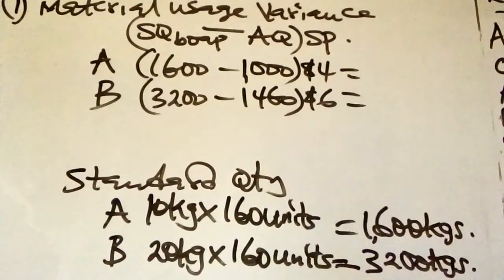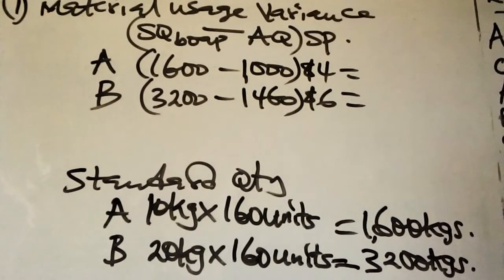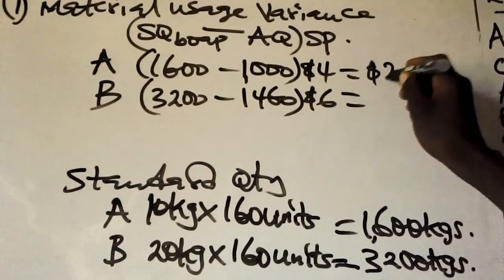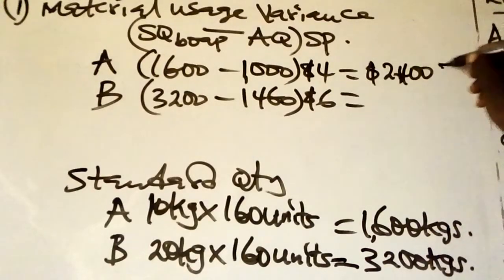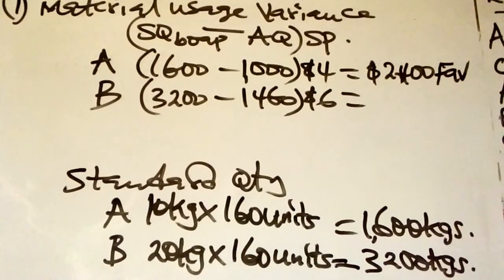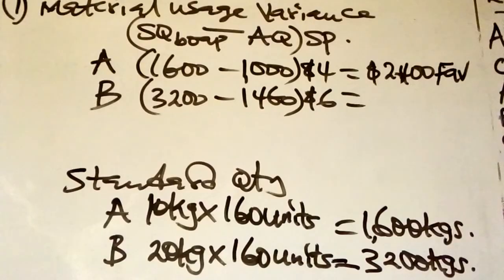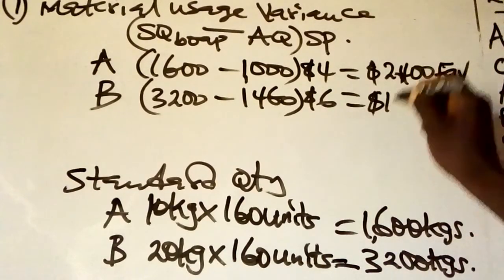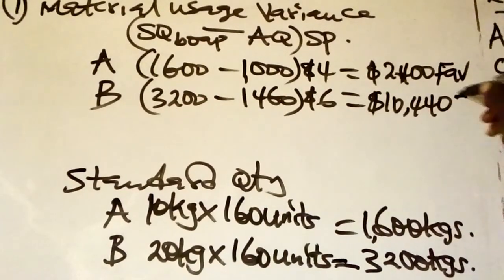1,600 minus 1,000 will give us 600. 600 times 4 will give us $2,400. The actual quantity you use is less than standard. That is to show that it is favorable. For material B, 3,200 minus 1,460, then you have 1,740 times $6, then we have 10,440. This is also favorable because actual quantity used is less than standard.